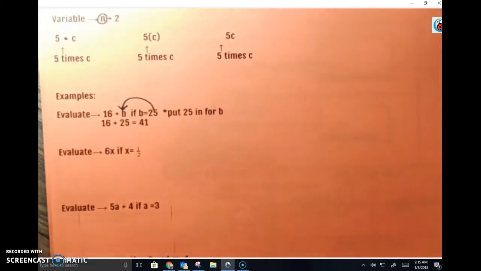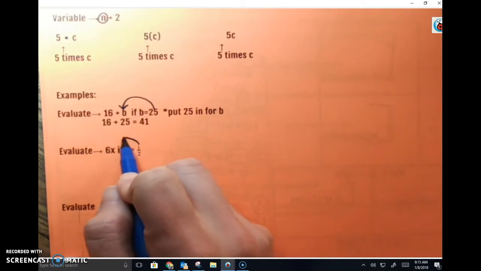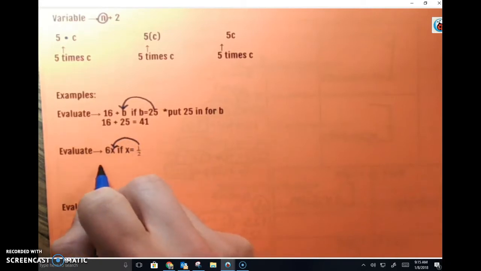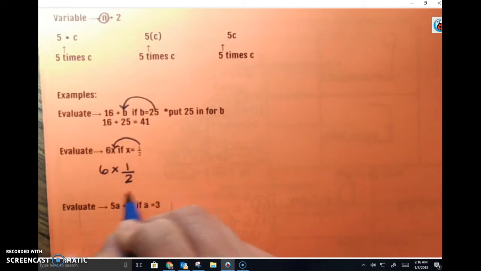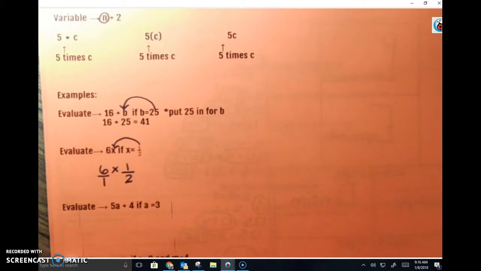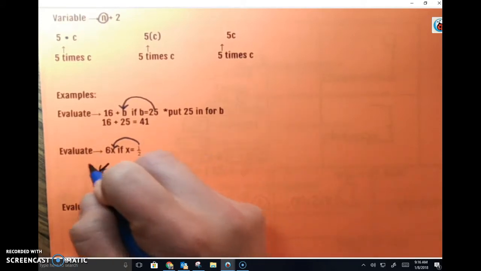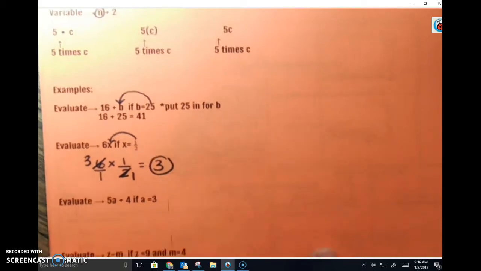Remember, from above, when a letter and a number are next to each other, that means multiplication. So 6x if x is a half. So we're going to put a half in for x. So 6 times 1/2. To be able to multiply, we need to change that whole number into a fraction. And then you can go ahead and just multiply across, or you can cross cancel. And your answer is 3. Okay, let's look at the next one.